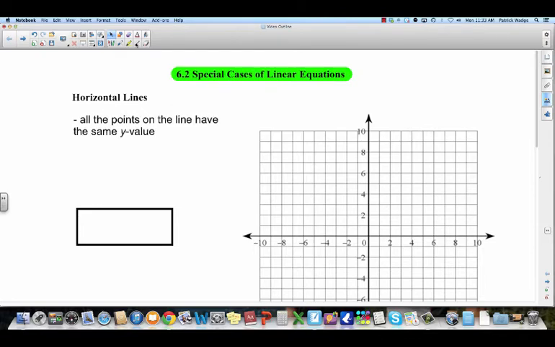So for example, if I draw a horizontal line right here, let's look at a few of those points. This point here, what's the value of that point? It is (3, 5). How about this point here? (8, 5). How about this point here? (0, 5). And last one, how about that? (-7, 5). Do you see all of them have the same second number? All of them have the same y value.